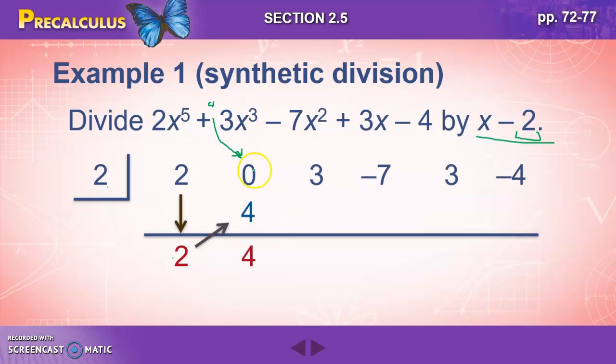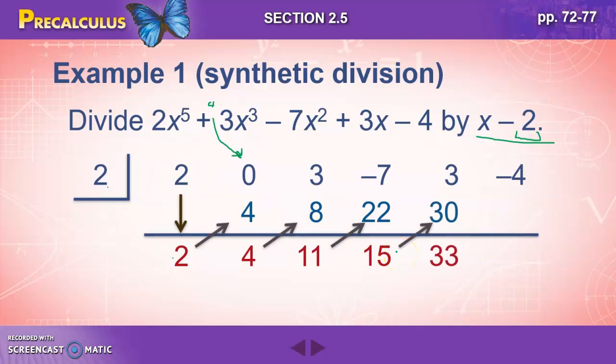And we take 2 times 4, which is 8. Add those together, we get 11. 2 times 11 is 22. Add those together, we get 15. 2 times 15 is 30. Add those together, we get 33. And 2 times 33 is 66. So when we finish, we end up with this remainder. Our remainder here is 62.